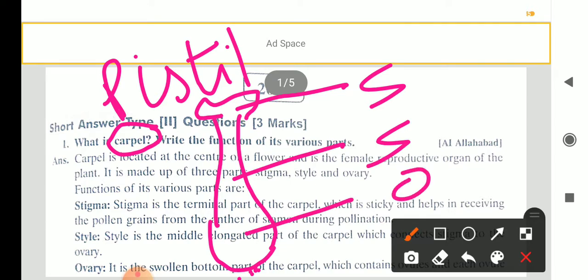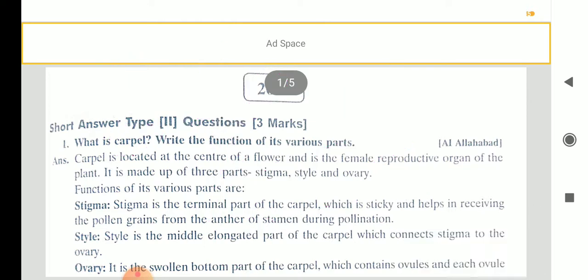And in the next part of the question it is written, write the function of the various parts. The stigma is very sticky, and it helps in receiving the pollen grains, right? Next, style is the part that makes the connection between the stigma and the lowermost part, the ovary. The pollen tube passes through this portion to the ovule, inside the ovary, right?